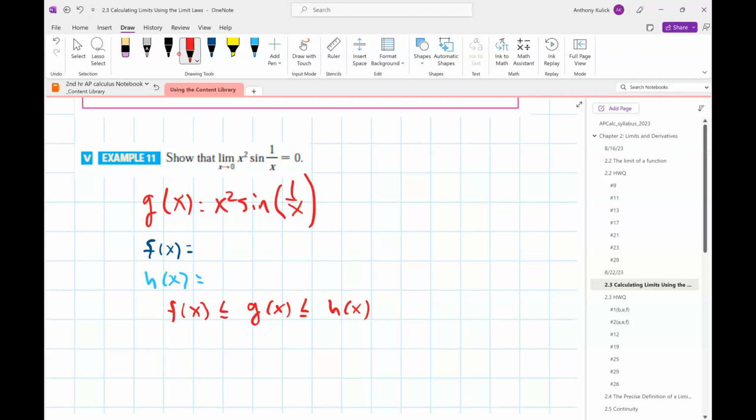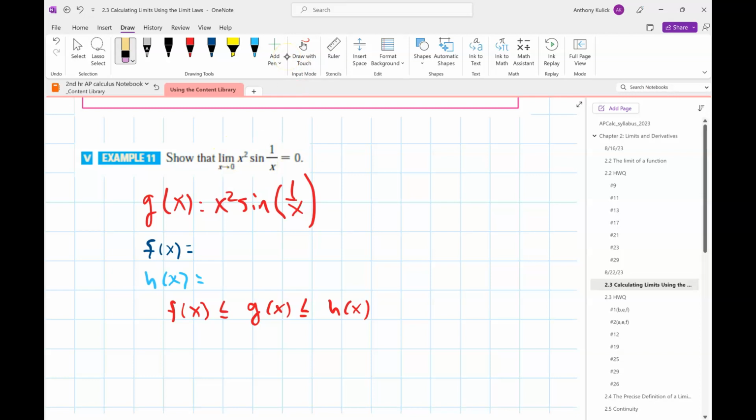This is the worst case scenario with the squeeze theorem problem, where you're not given the f of x and the h of x. You have to come up with them yourself. When you can't do anything here, right? If it says show that this limit is something, there's nothing algebraic I can do with this. There's no simplification, no multiplying by conjugate, no common denominators, no trick I can use to evaluate this. It just looks like I'm stuck, right?